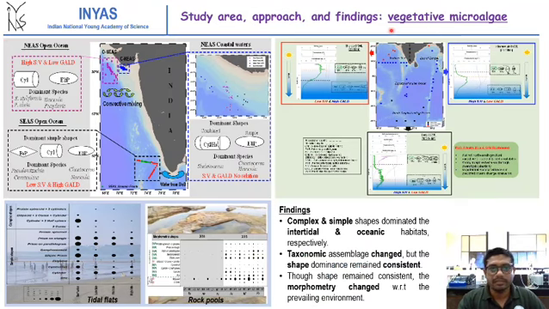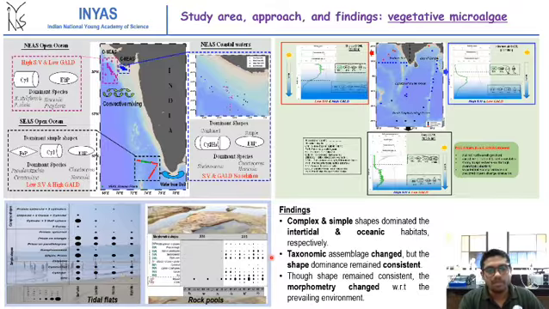In the case of the vegetative microalgae, I have studied them from the northeastern Arabian Sea and southeastern Arabian Sea, and from different subsurface chlorophyll maximum layers forming at different depths like shallow, intermediate and deep from the entire Indian Ocean. I have also studied them from the intertidal zone, from tidal flats and rock pools. Overall, the findings were that complex shapes were dominant in the intertidal region, whereas simple shapes were dominant in the oceanic region. Taxonomic assemblages changed greatly among all these habitats. However, the shape dominance remained the same.